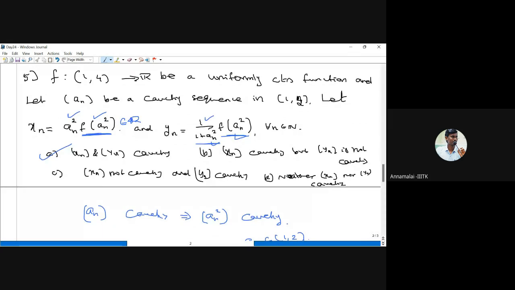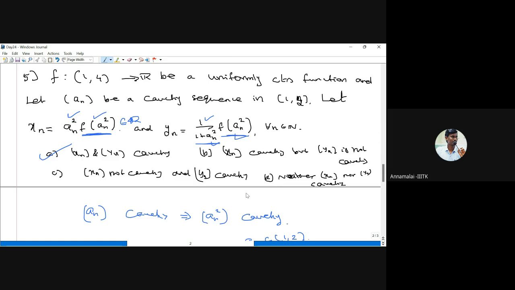So provided here, f is uniformly continuous is very important. Otherwise, we don't know f of an square is convergent or not. Since this f guarantees that f of an square is a Cauchy sequence, therefore it's automatically convergent. Okay, that is a very important thing.